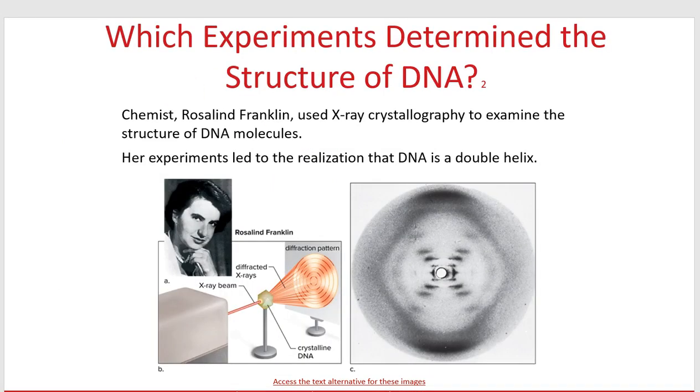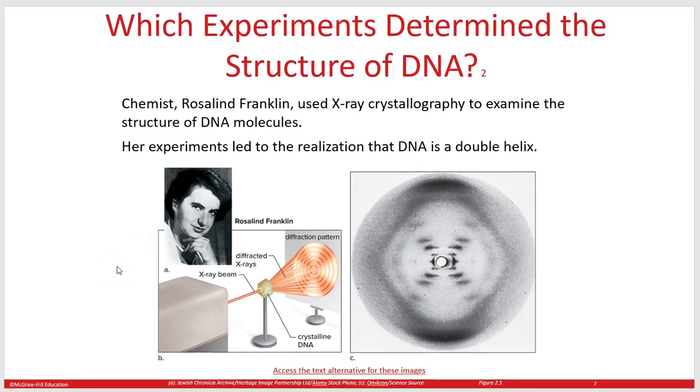Then chemist Rosalind Franklin used X-ray crystallography. What you do is you freeze DNA, crystallize it, and then shoot an X-ray beam into this crystallized DNA, and it will diffract some pattern. Because of this X-like pattern that we see here, she realized that DNA was a double helix.